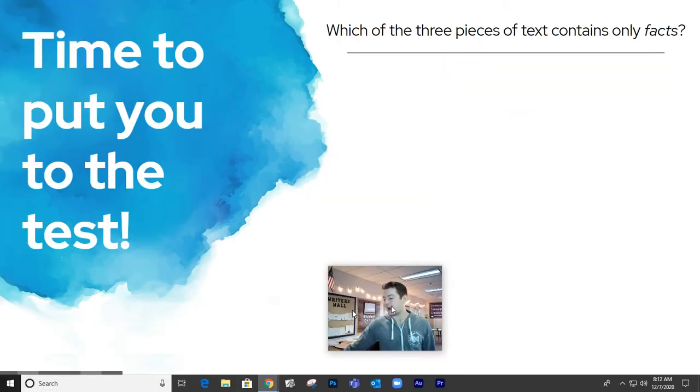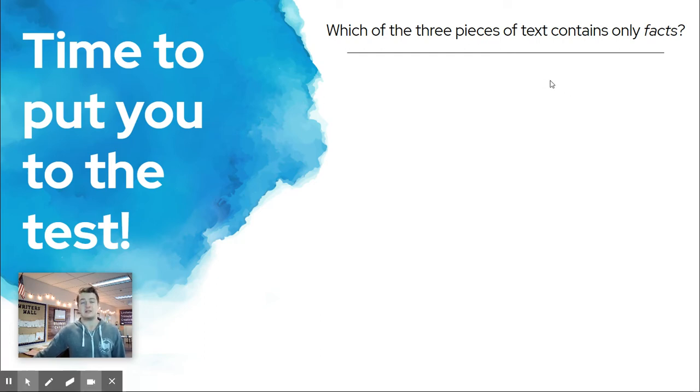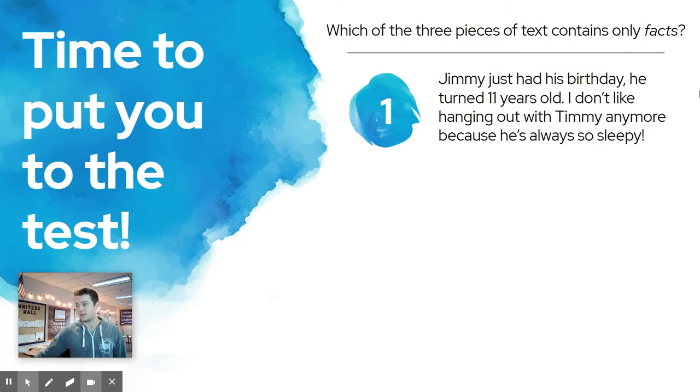So time to put you guys to the test. I think I'm going to need to be over here this time. So I'm going to show you guys three different pieces of text, and it's up to you to figure out which piece of text only contains facts. So things that you can prove. Number one, Jimmy just had his birthday. He turned 11 years old. I don't like hanging out with Jimmy anymore because he's always so sleepy.